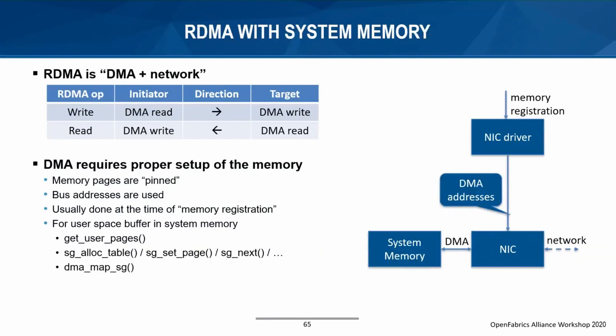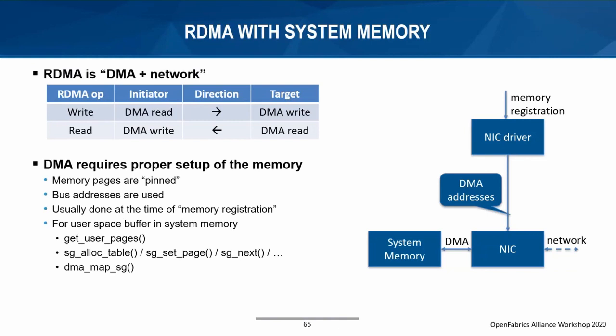In a nutshell, RDMA is a DMA plus network. For example, with an RDMA write operation, on the initiator side there is a DMA read. The NIC reads the data from the buffer and then sends the packet over the network. At the target side, there is a DMA write. For an RDMA read operation, it is the same, but with the direction reversed. The initiator will do a DMA write, and the target will do a DMA read.